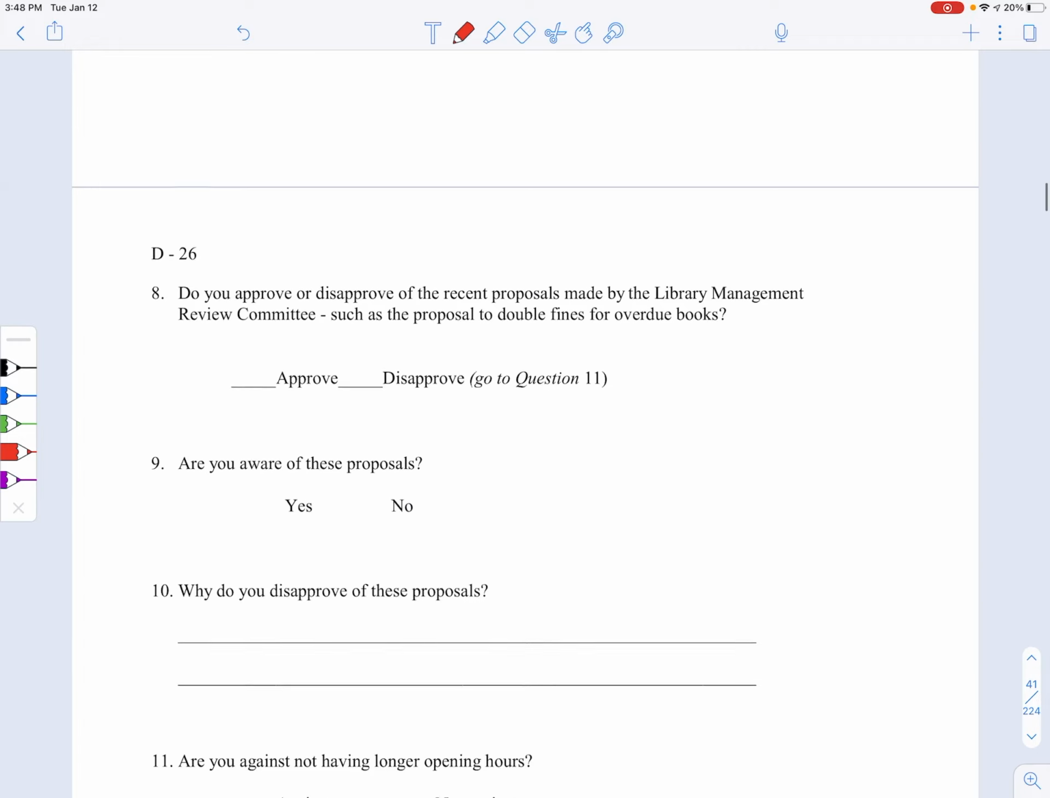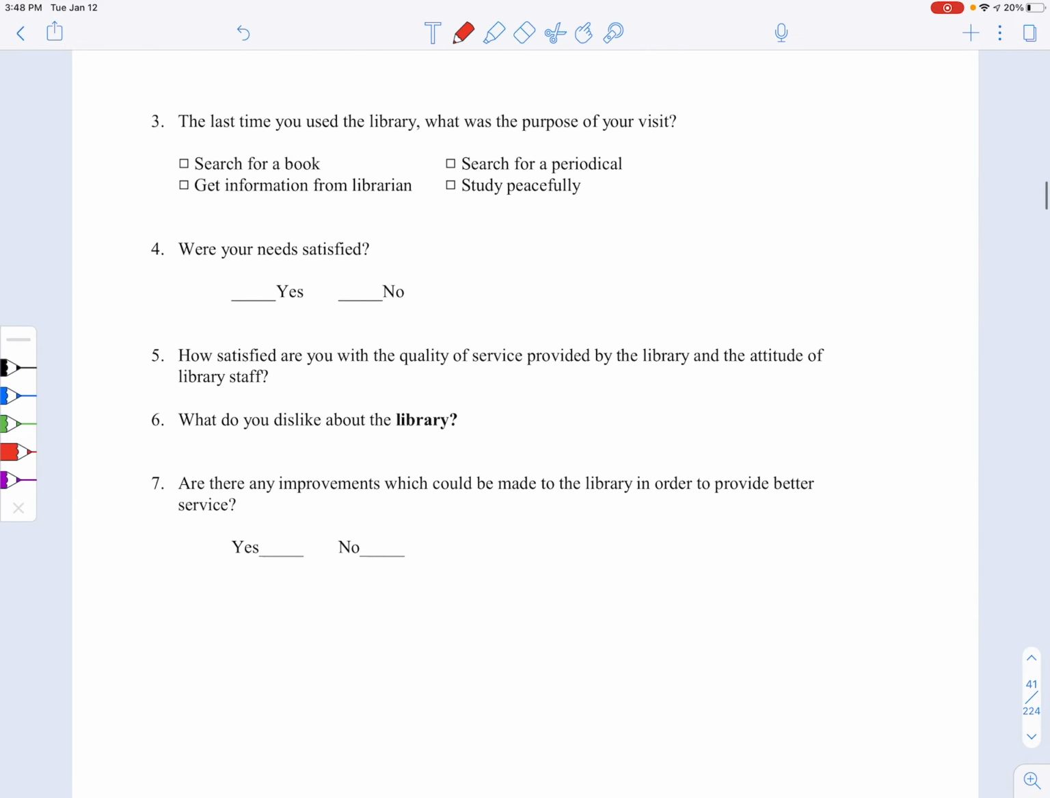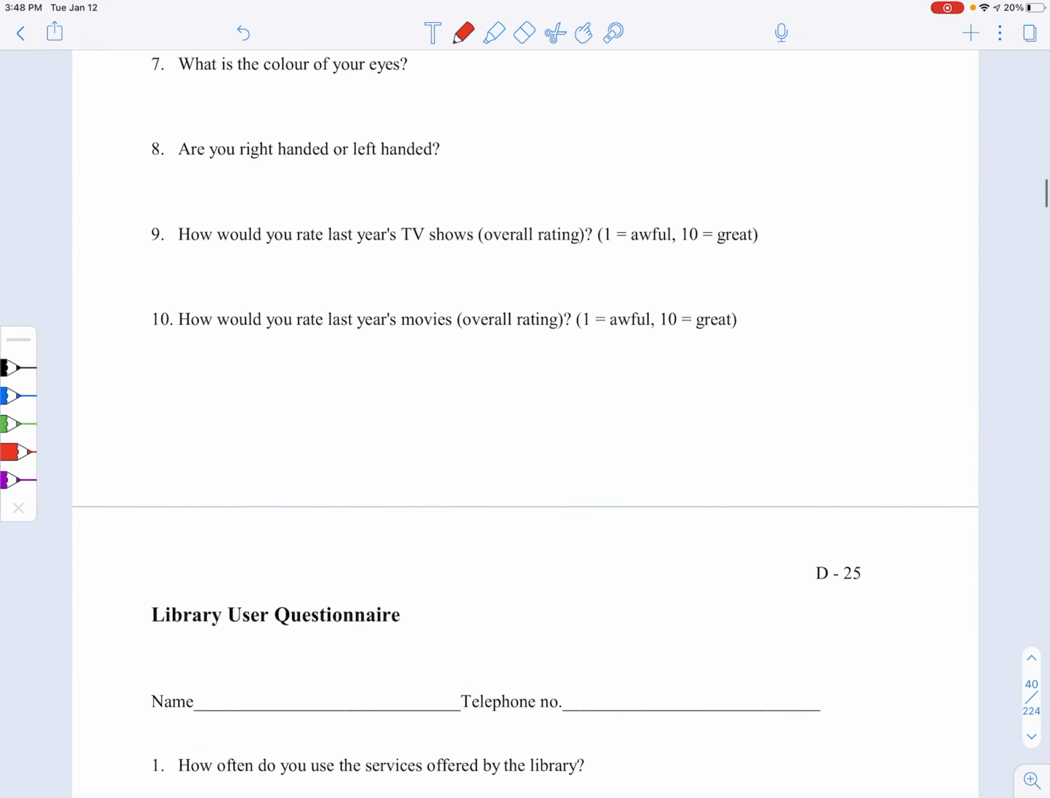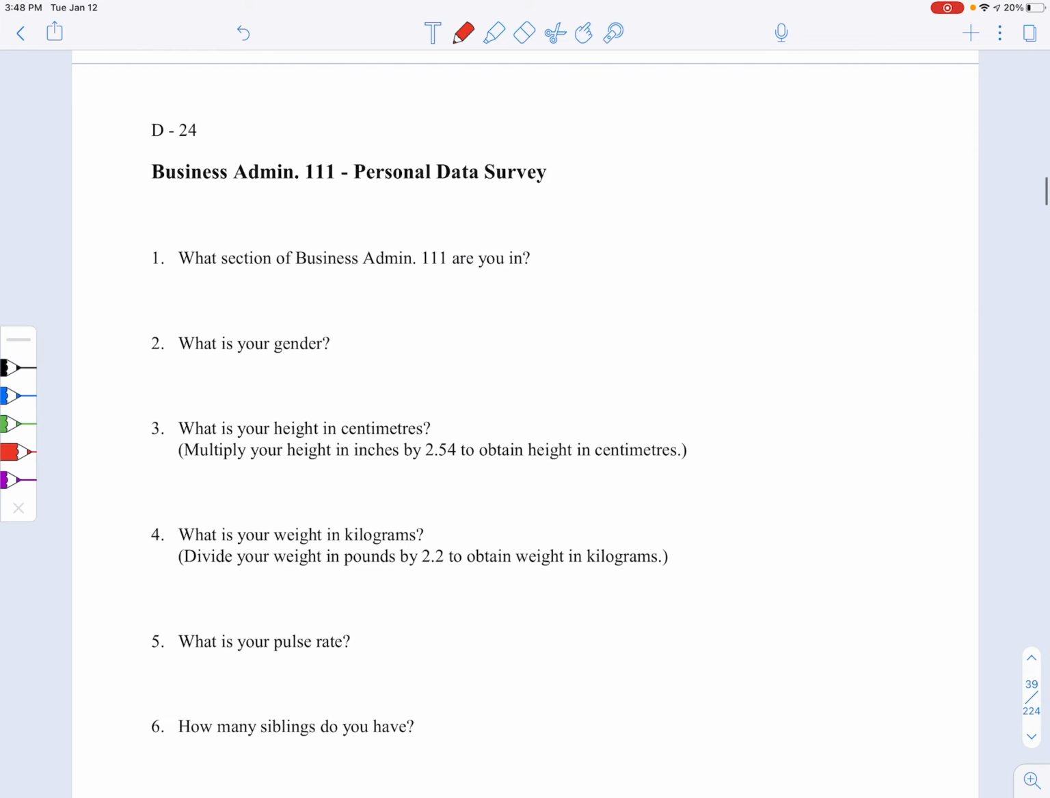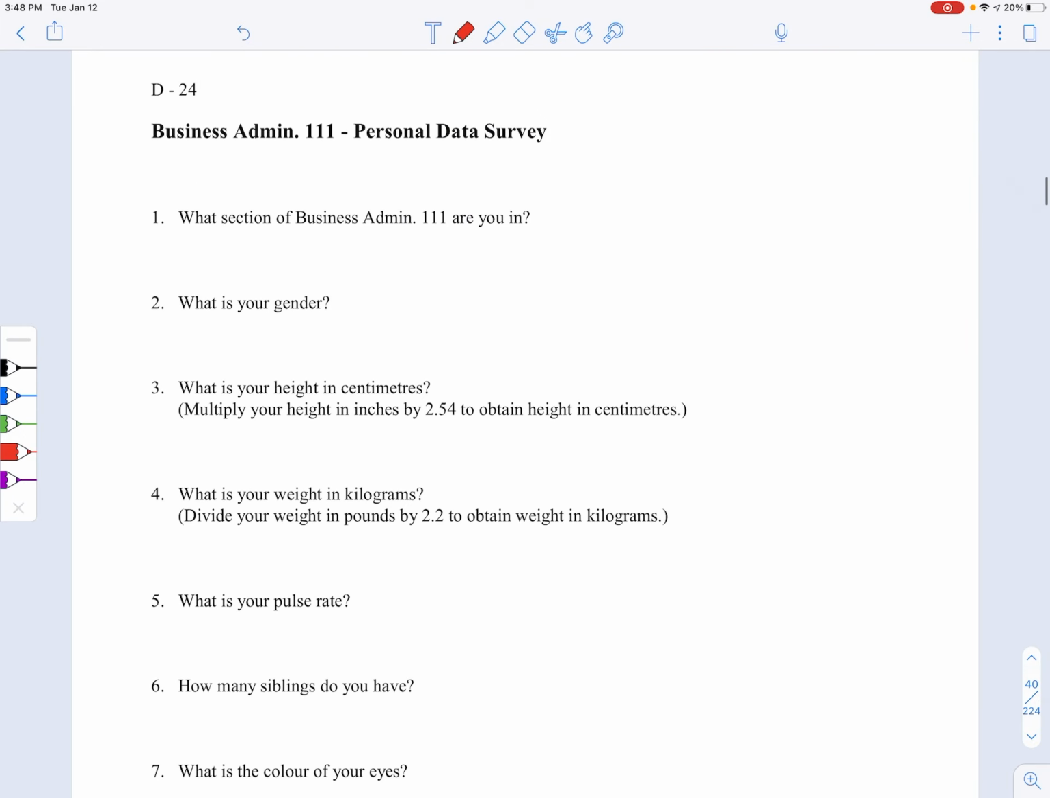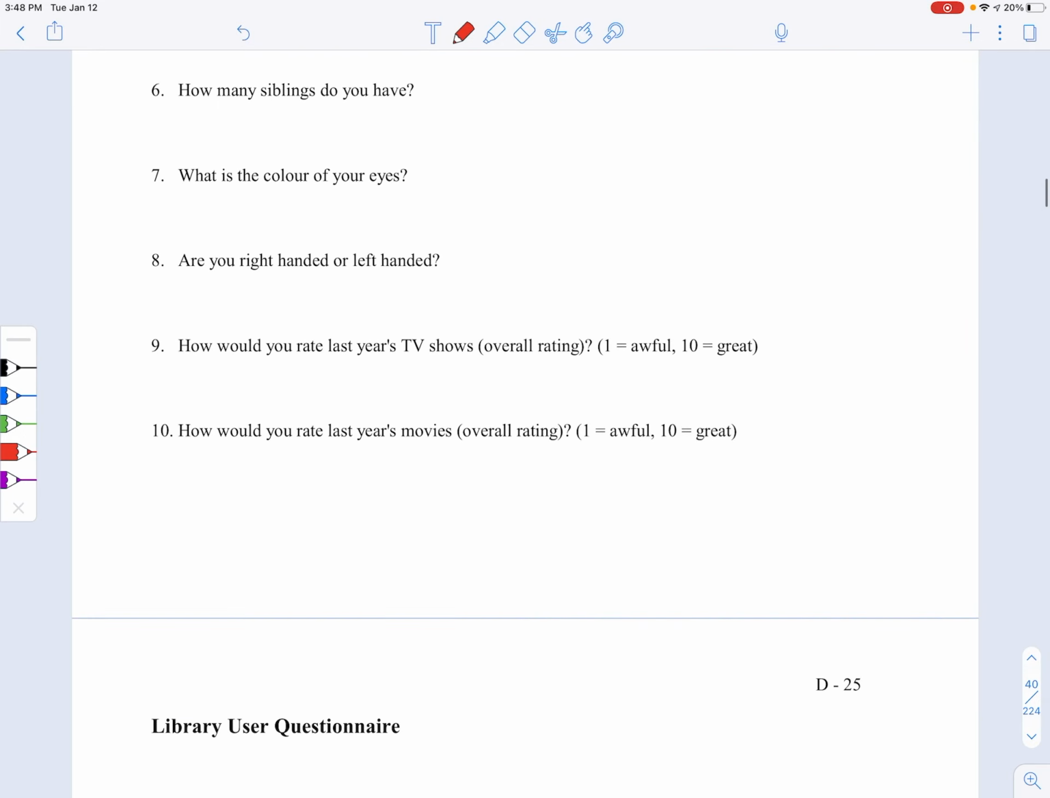And we're going to take a look at 24. This is the BADM personal 111 personal data survey. And it says number 9 and number 10. How would you rate last year's TV shows? Now, these are also the ones that I have for the next one, which is overgeneralizations. So let's take a look at those first.